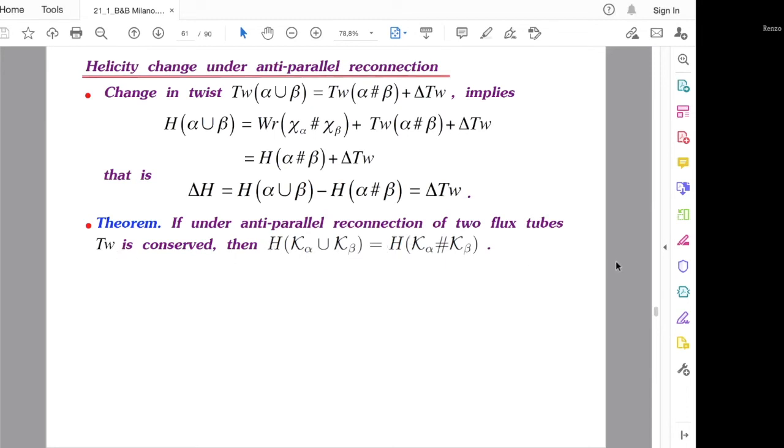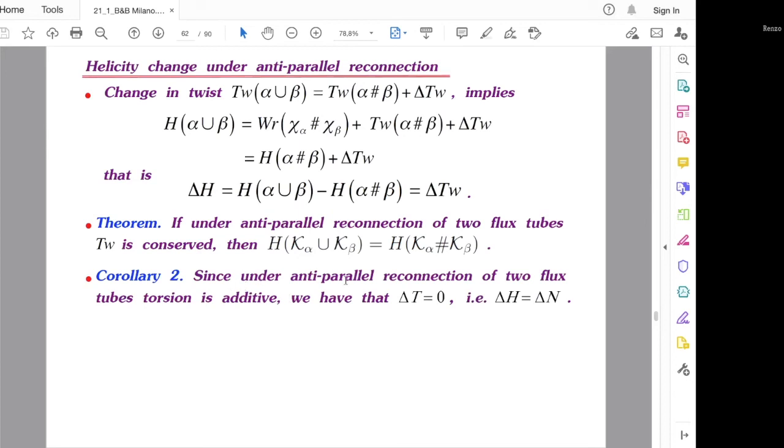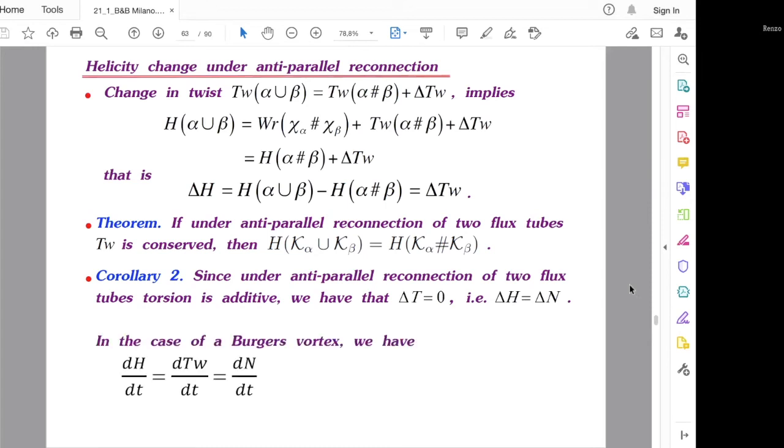That is obvious. But since under antiparallel reconnection of two flux tubes, torsion is additive, we have that a change in helicity is purely ascribed to intrinsic twist. And this is something that people should become aware of. And this is a result that was stated in our work with Dewitt Sumners and Christian Lang.